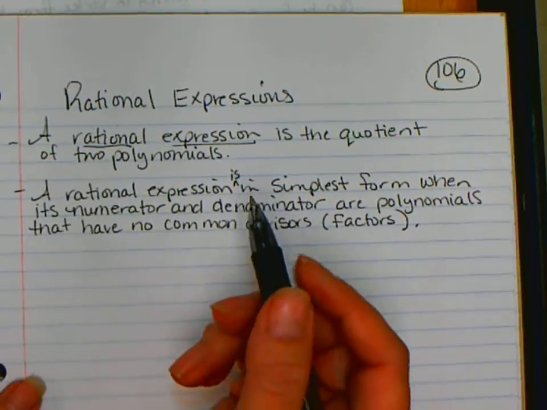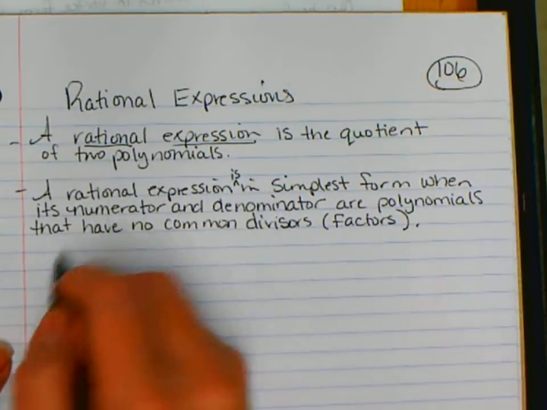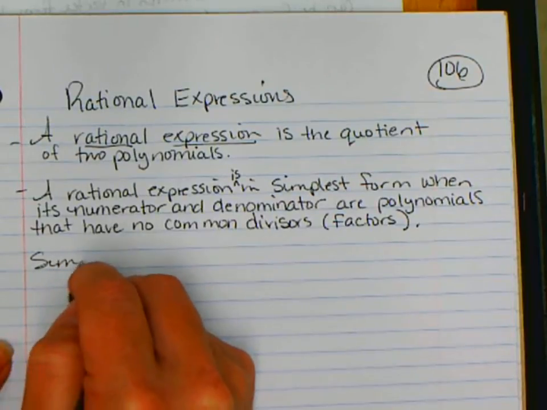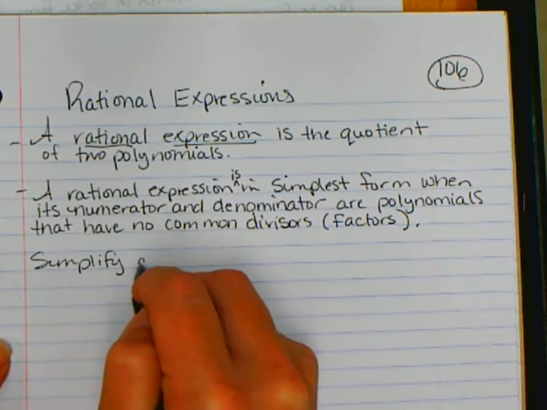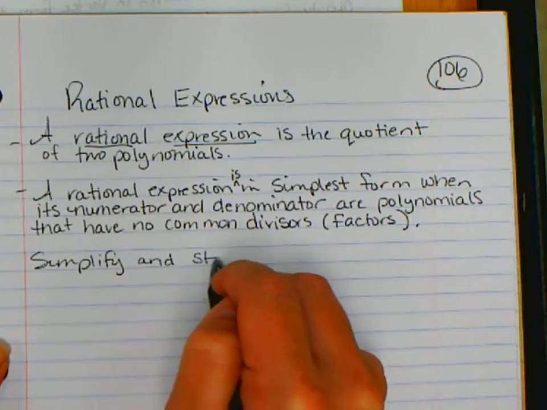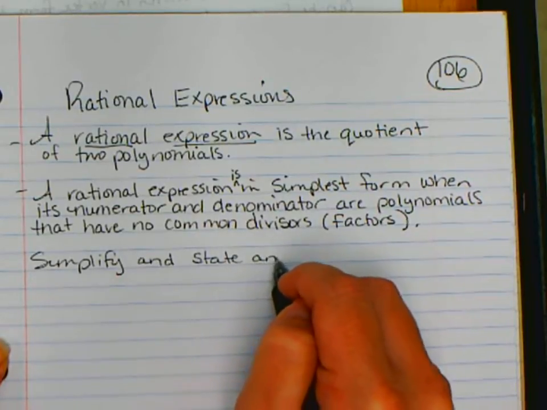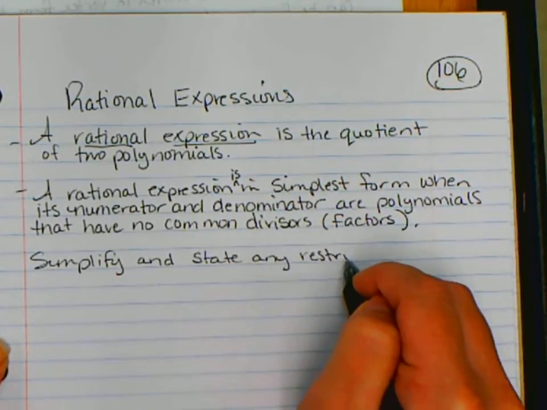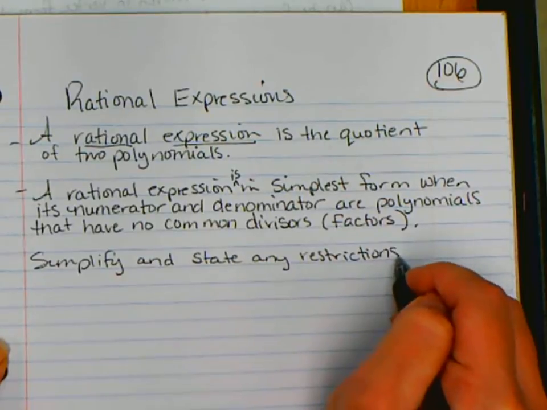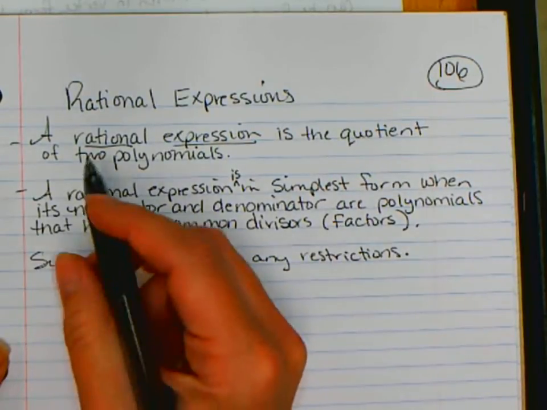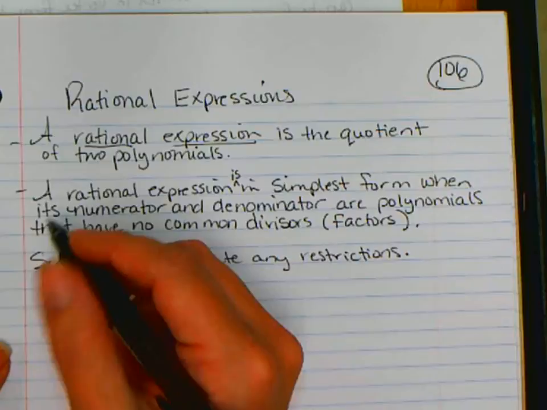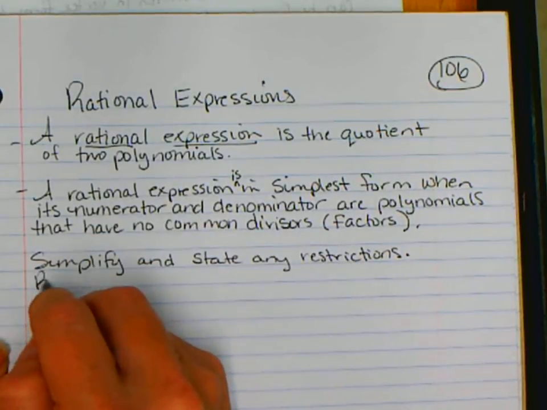Okay, so my directions say simplify and state any restrictions. Restrictions are any numbers that would make the denominator a zero.